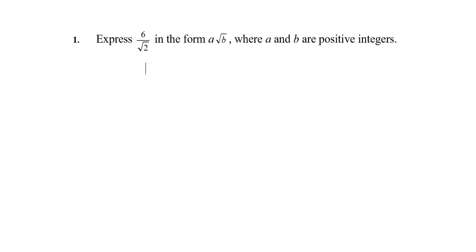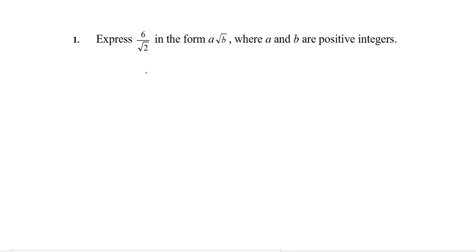So this is a typical question. So you can see here, we've got surds or root number at the denominator, so we have to remove the surds or square root number from the denominator. How can you do this?